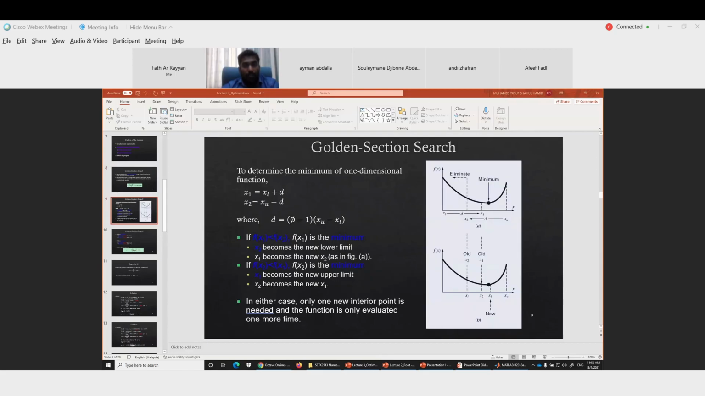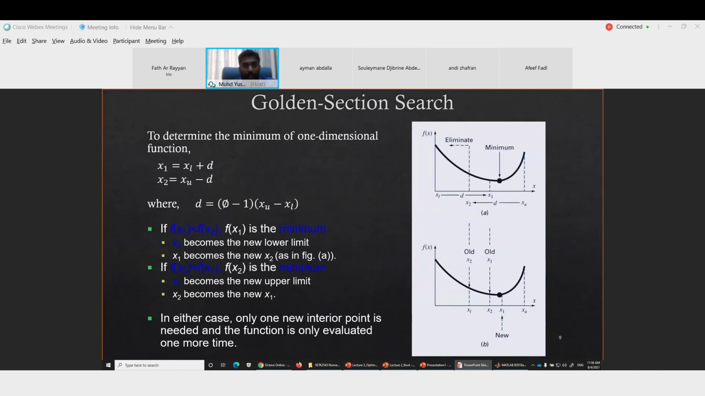Okay, so let me make this bigger. This is the step to do the golden section search. You can refer back to this. But do you have the question? Just jot down the question first, and if you are ready, then I'll proceed to show you the steps that you need to take.